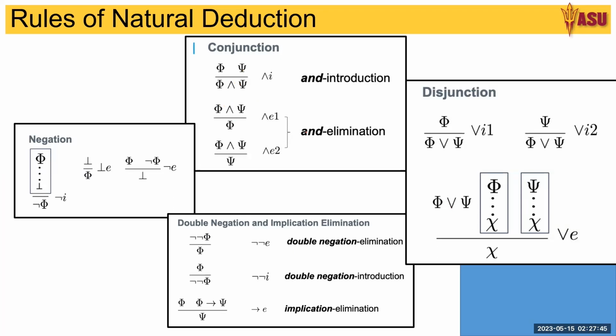The disjunction rules: if either phi is true or psi is true, then phi or psi is true. So these are the introduction rules, and the elimination rule for disjunction is: given phi or psi, assuming phi, if you come to a conclusion of another formula x, and if you assume psi and you come to the same formula, then you can say x is true.